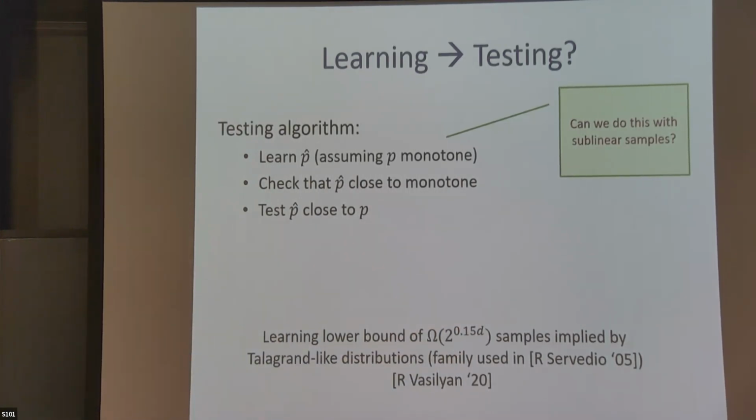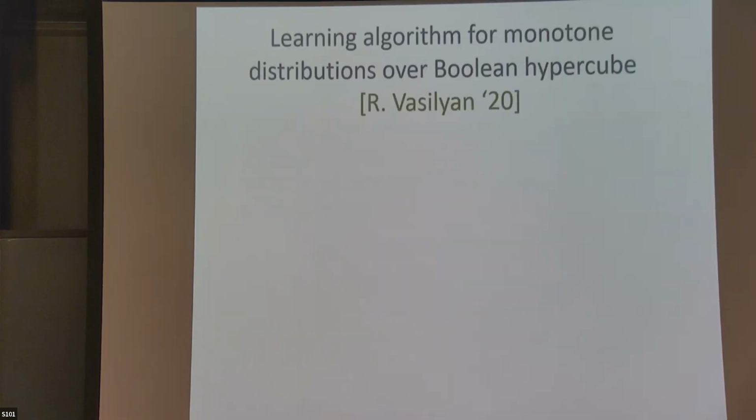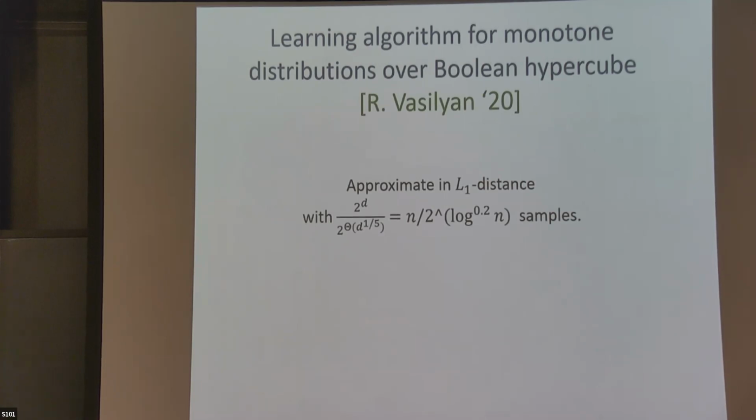It's implied by these Tolerant-like distributions. So it's not so trivial to learn these things. All right, so this is work with my student Arsene Vasilian. We're going to show first how to learn a distribution in sublinear time. I was given a monotone distribution. We're going to show how to learn it.